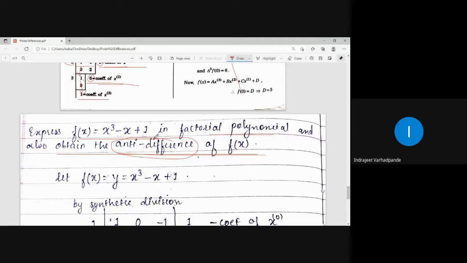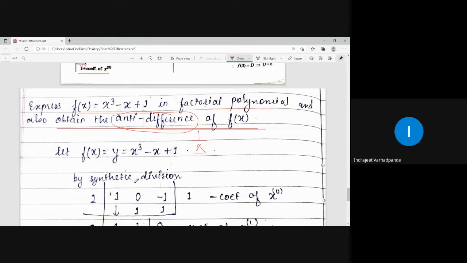Antidifference means the inverse operator of delta, which is nothing but 1 by delta. So directly here we are asked to find out the integration for whatever factorial polynomial we will be generating for the given function. So the given function f of x is x cube minus x plus 1. Express it into the standard form, perform the synthetic division, and then we calculate the antidifference.